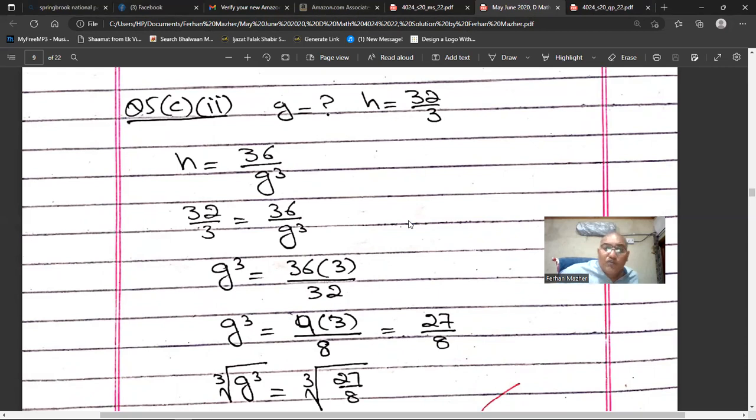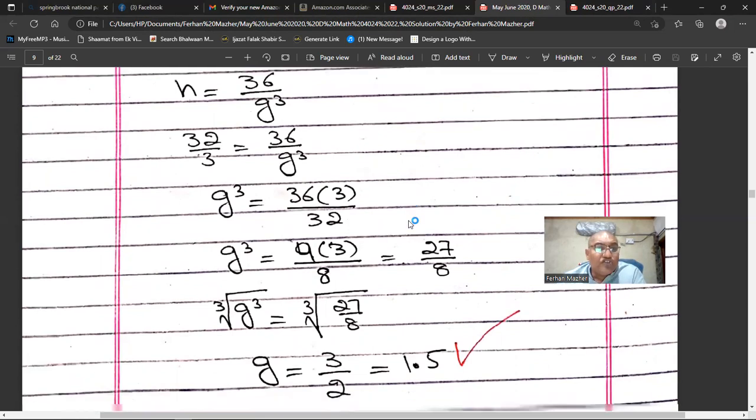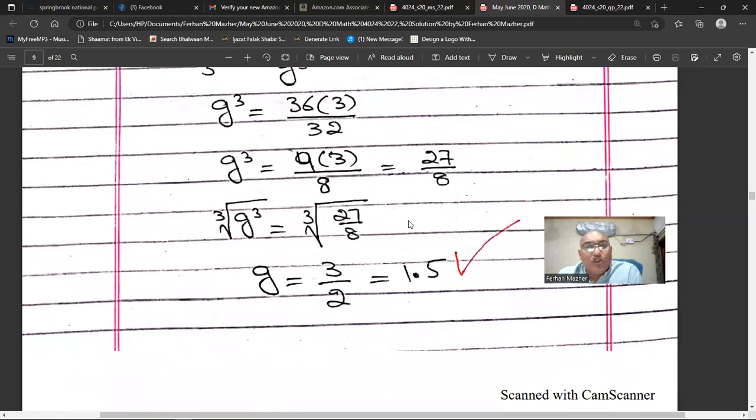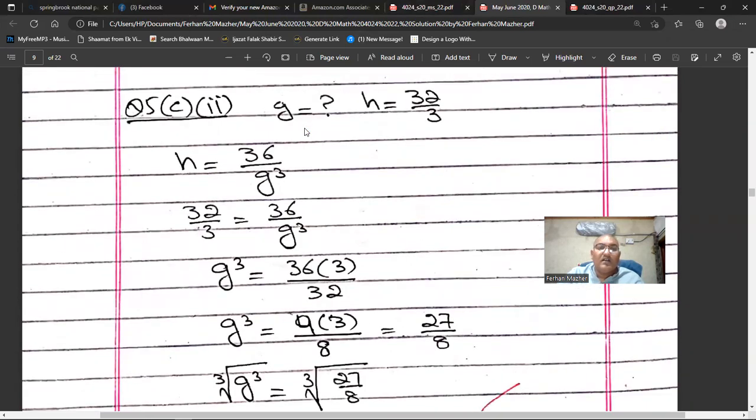Take the cube root on both sides because I want the value of G, and G has a cube on it. To get rid of that cube, I will take the cube root on both sides. So G will be equal to 3 by 2. The cube root of 27 is 3, and the cube root of 8 is 2. You can do this on your calculator also. So 3 by 2, that's 1.5. So this is how this is done. Hopefully you understand. That's question number 5C, second part.